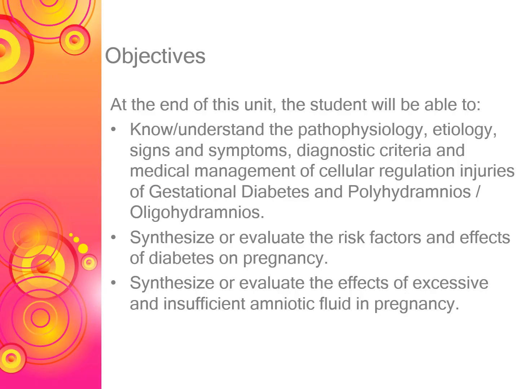Your objectives for this unit. At the end of the unit, the student will be able to know and understand the pathophysiology, etiology, signs and symptoms, diagnostic criteria, and medical management of cellular regulation injuries of gestational diabetes, polyhydramnios, and oligohydramnios. Synthesize or evaluate the risk factors and effects of diabetes on pregnancy, and synthesize or evaluate the effects of excessive and insufficient amniotic fluid in pregnancy.